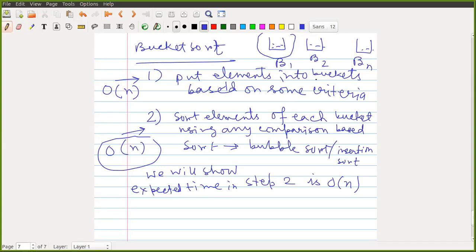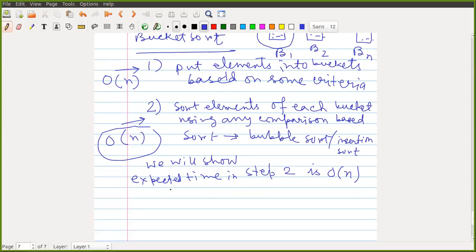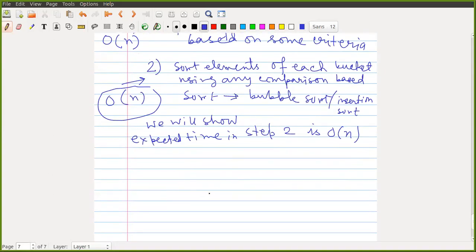Yes, sir. So we have n elements and n buckets, b1 to bn, and the inputs are randomized, and we put them inside these buckets using some criteria. Before directly jumping into this analysis, let us first make a small observation. The total number of elements is n, and the total number of buckets is also n.